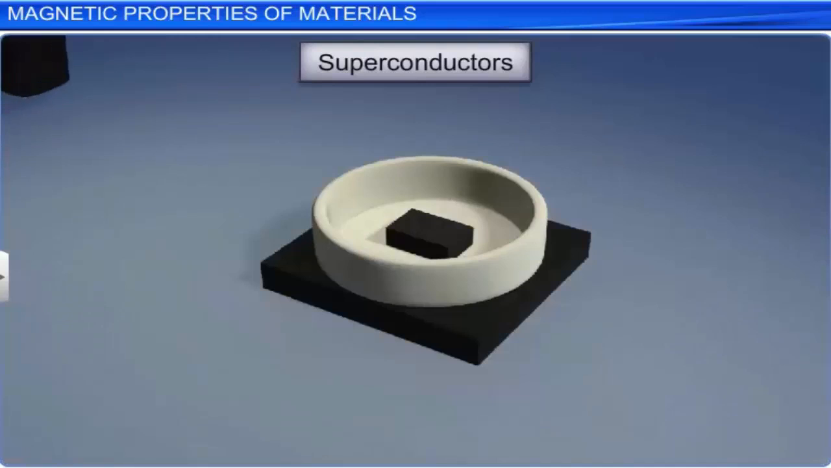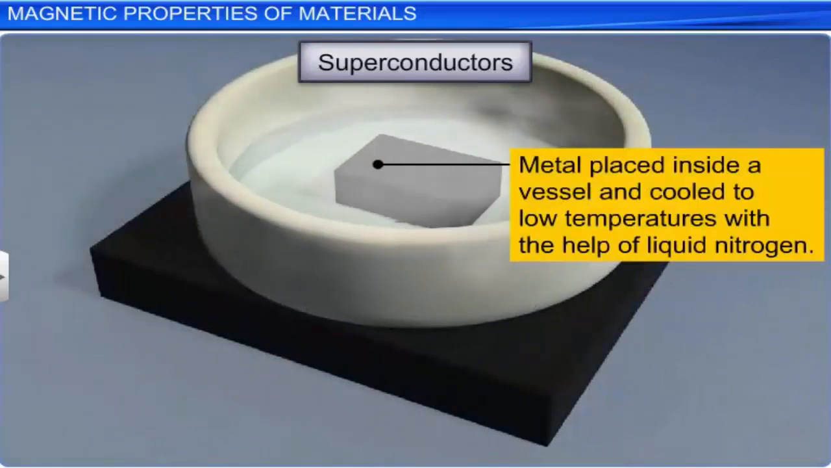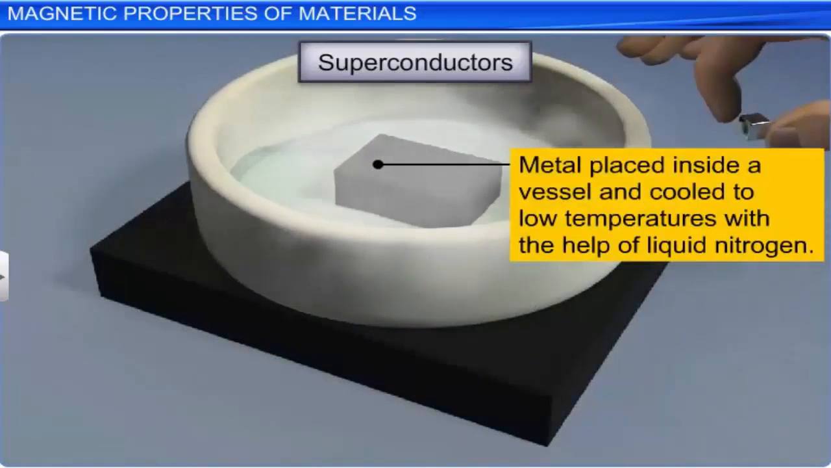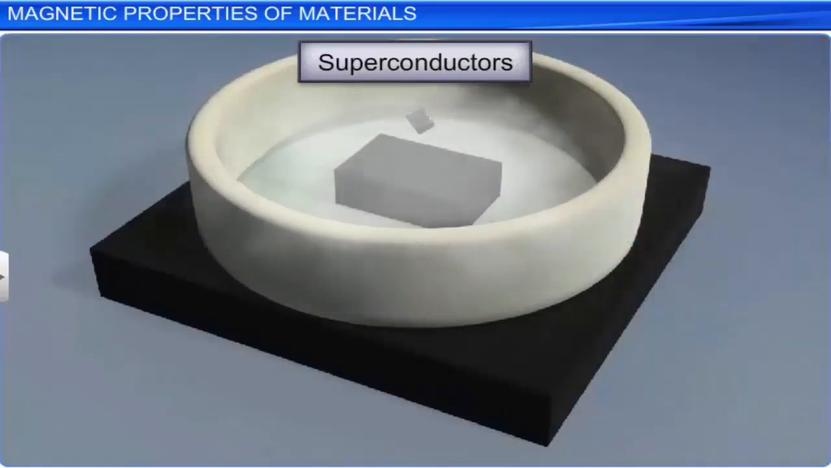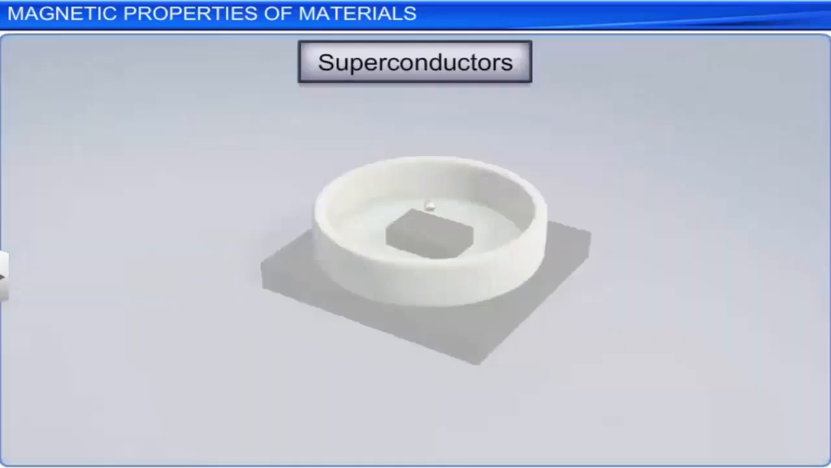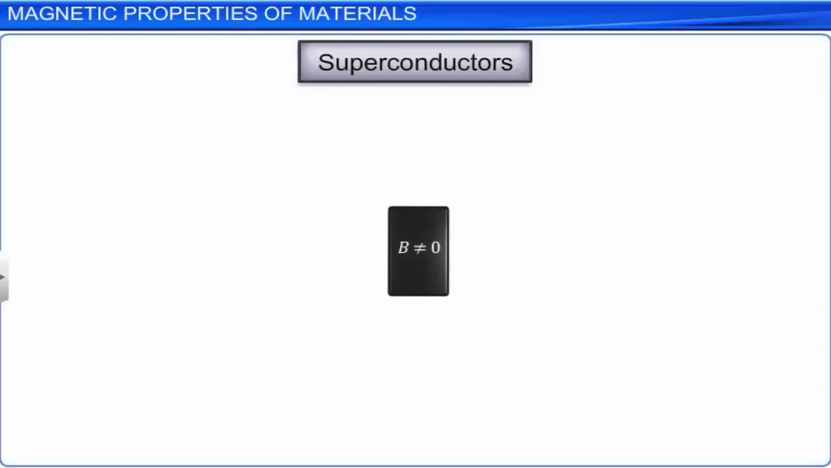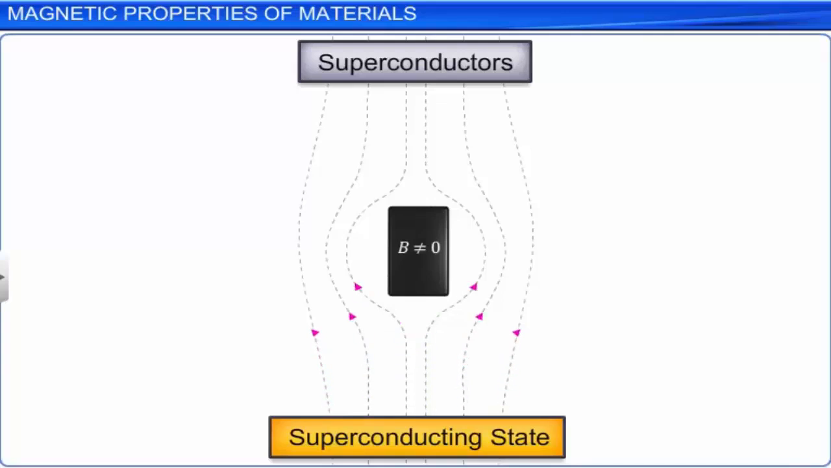Superconductors exhibit perfect diamagnetism. When a material is cooled below its transition temperature, it becomes a superconductor. In superconducting state, the material behaves as a perfect conductor of electricity and a perfect diamagnetic material. When a material makes a transition from the normal state to the superconducting state, it actively excludes the magnetic field from its interior and hence repels magnets. This is called Meissner effect.